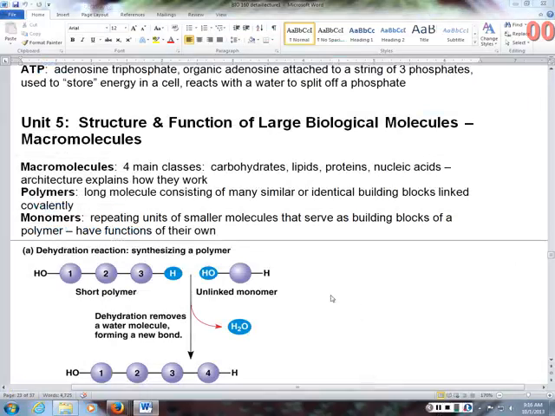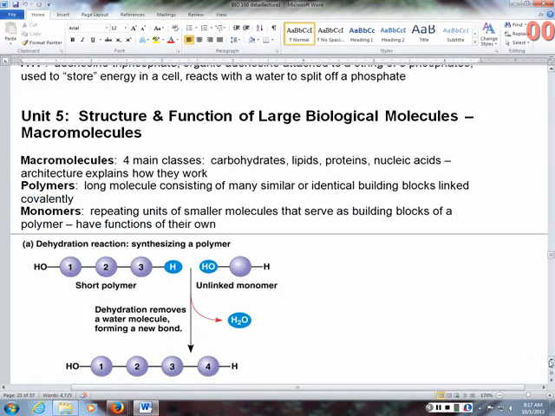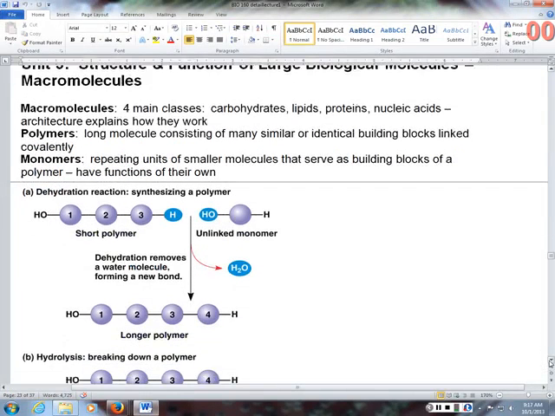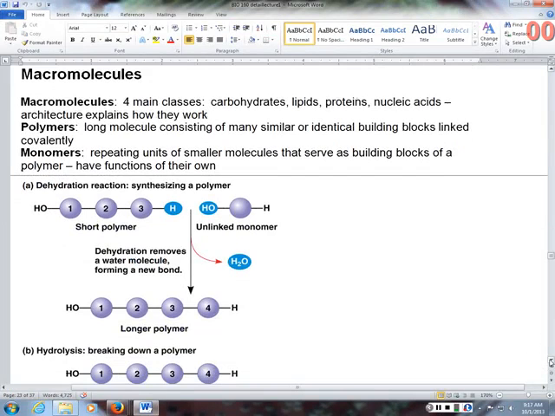So Chapter 5 starts to look at the structure and function of the large biological molecules, or the macromolecules. There are 4 main classes of macromolecules, so the name macro tells you that they are big molecules. You've got the carbohydrates, lipids, proteins, and nucleic acids. And their architecture or structure is going to explain how they work.